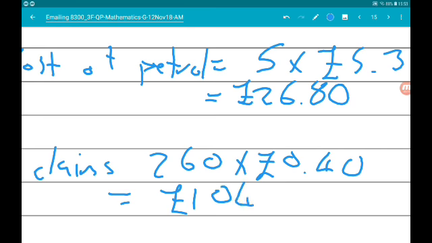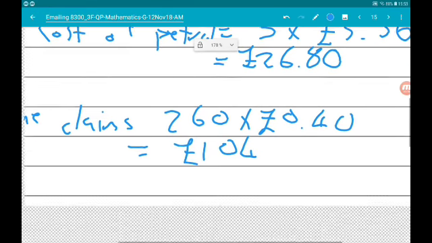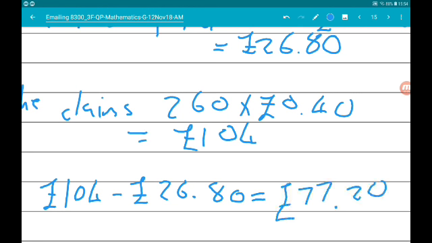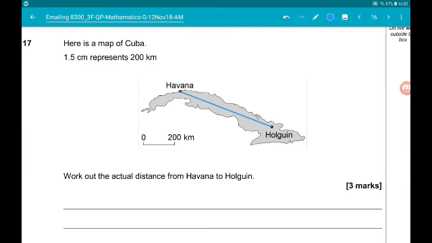So we want to know how much more does she claim than she pays. So 104 minus 26.80. And that gives us £77.20p. So 77.20. Boom.